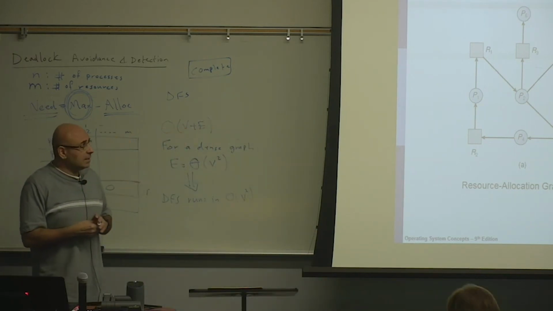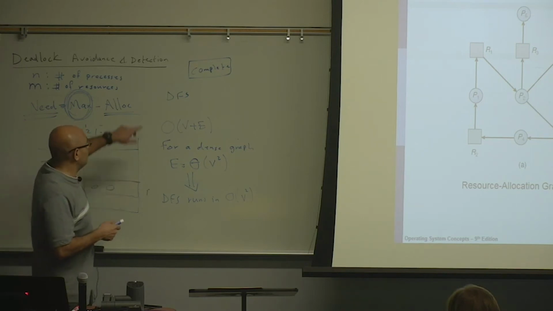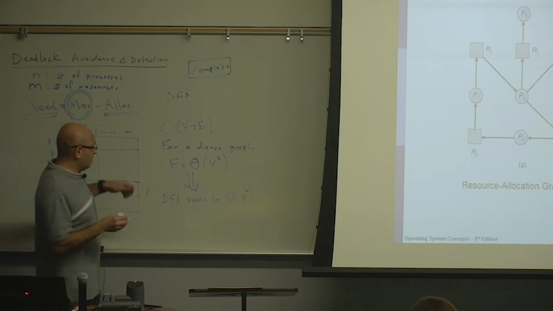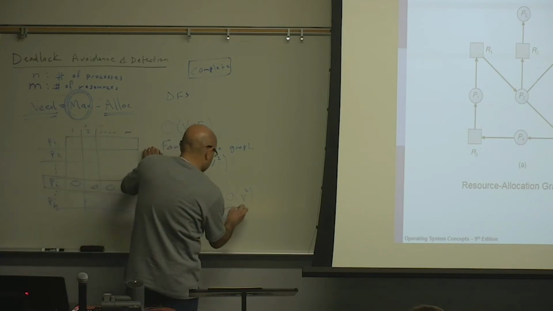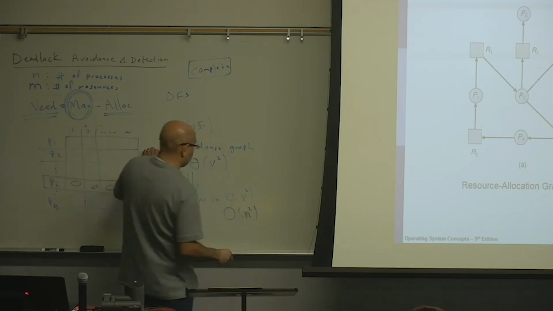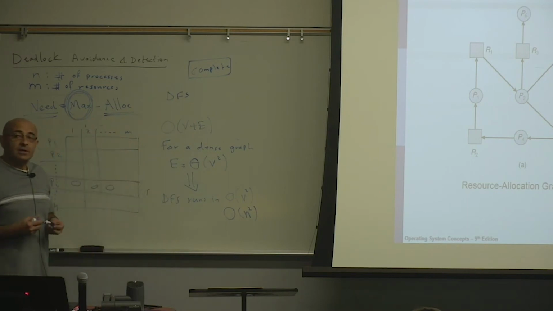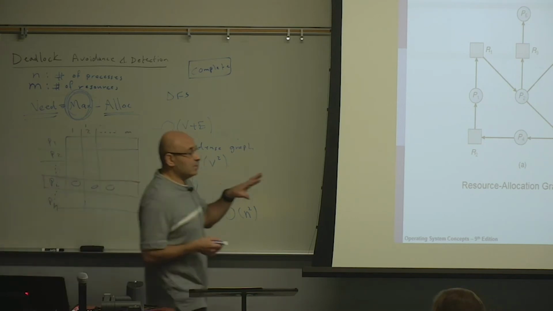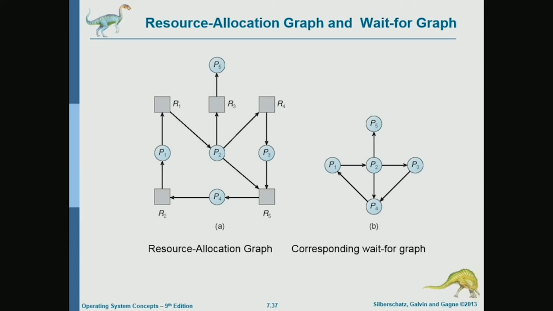So it's a V squared algorithm. If the number of nodes is n, then it's an n squared algorithm. So is it faster or slower than the banker's algorithm? Faster. Yeah, so it's faster than the banker's. This is for a special case where you have a single instance of the resource.